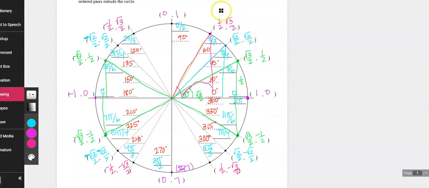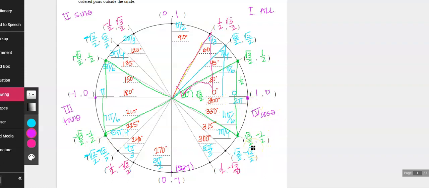Last thing, what trig functions are positive in these quadrants? So quadrant 1, all are positive. Quadrant 2, sine theta is positive. Quadrant 3, tangent theta is positive. That's because x and y are both negative. And then quadrant 4, cosine is positive.